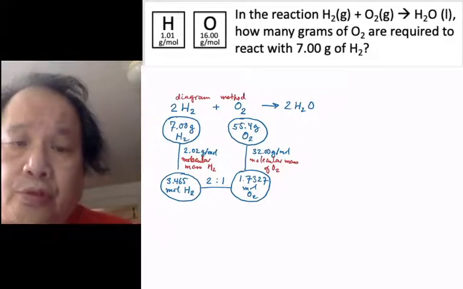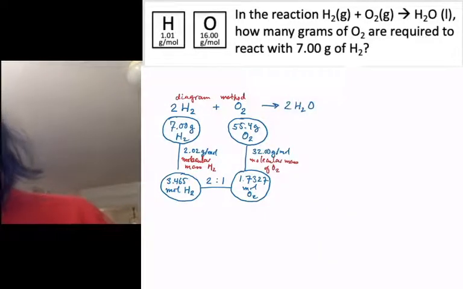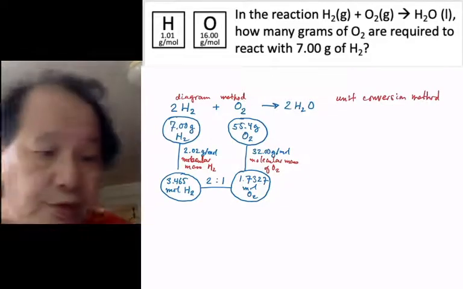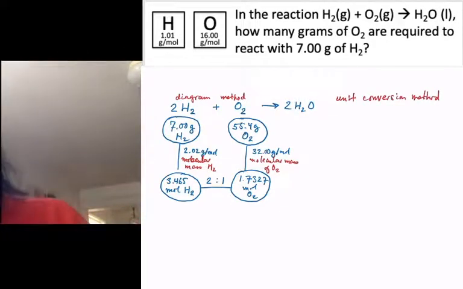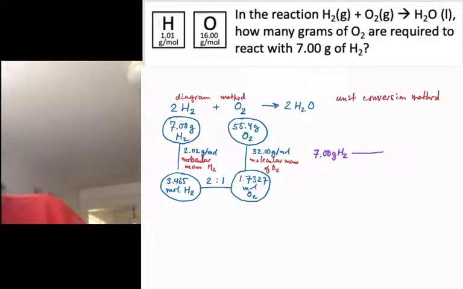Equally important for this course will be a unit conversion method, and you really will need to know both. Sometimes you're going to use the diagram method, sometimes you're going to use the unit conversion method. Let me show you the unit conversion method. In the unit conversion method, we start with the initial quantity, 7.00 grams of H2, and we're going to slowly convert the unit to the unit we want.